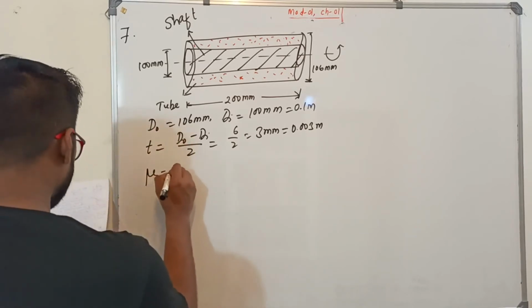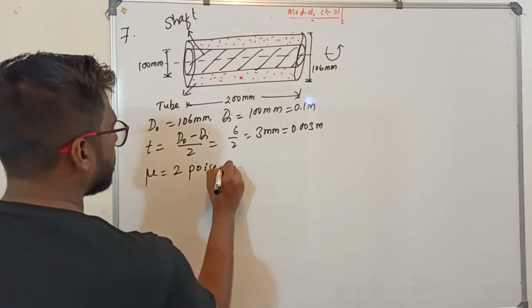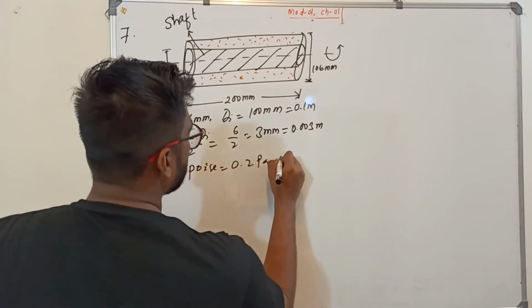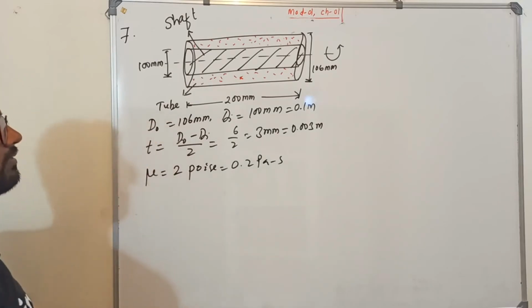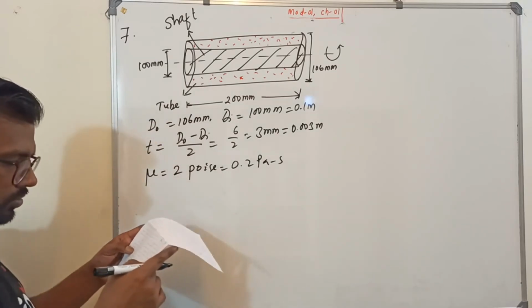So now, the space is filled with lubricating oil. What is the viscosity of the oil given? 2 poise. Convert 2 poise into Pascal second, 0.2 Pascal second. 1 poise equal to 0.1 Pascal second. So 2 poise is 0.2 Pascal second.